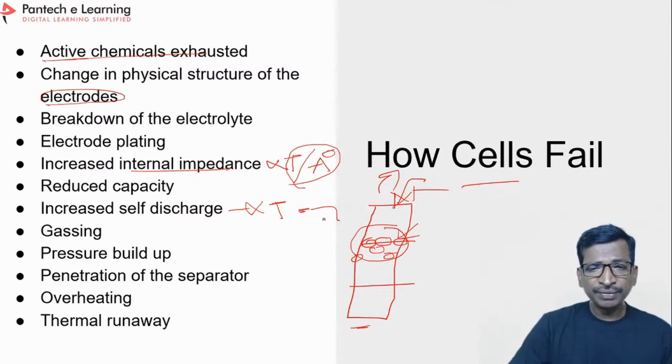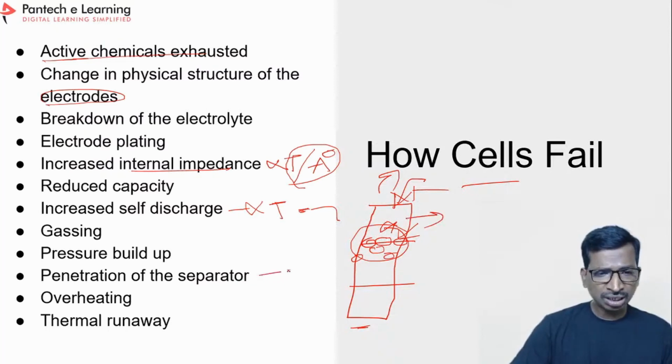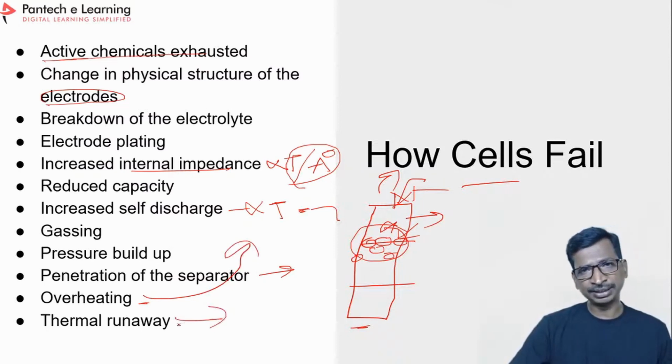Whenever there is a huge amount of bubbles, that will increase the gases, and it also leads to pressure, right? And the penetration of the separator, so this causes failure, and then overheating. Obviously the heat is also one of the temperature effects, and then thermal runaway, if there is improper thermal management. So these are all the issues for the cell failure, right?